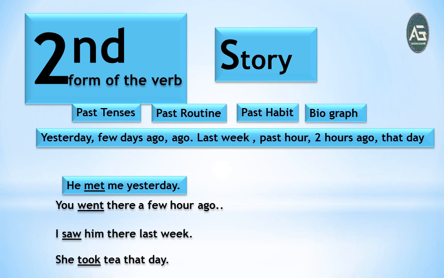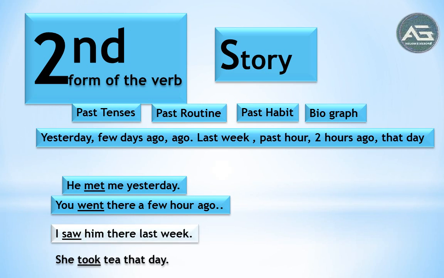He met me yesterday. Why do we use the second form in "met"? Because there is yesterday as an indicator, a time, or we can say the object time, known as yesterday. We use the second form. You went there a few hours ago. That means "a few hours ago" compelled you to use the second form of the verb here.